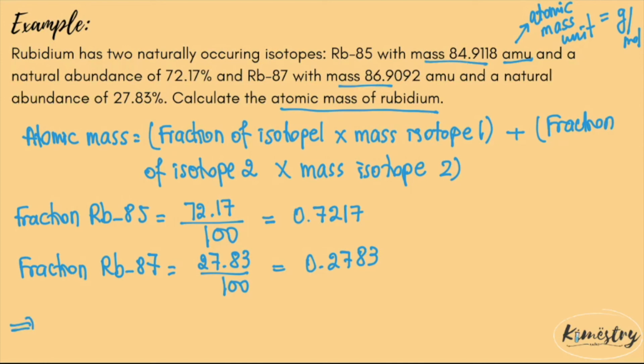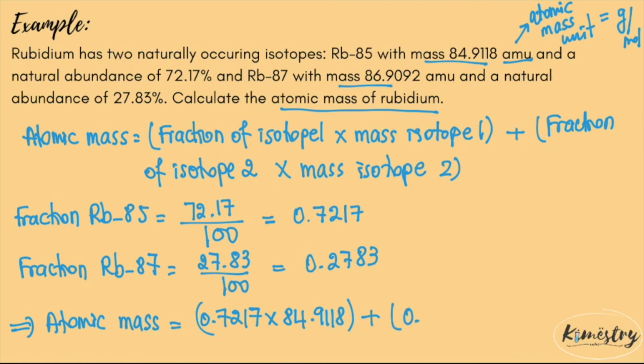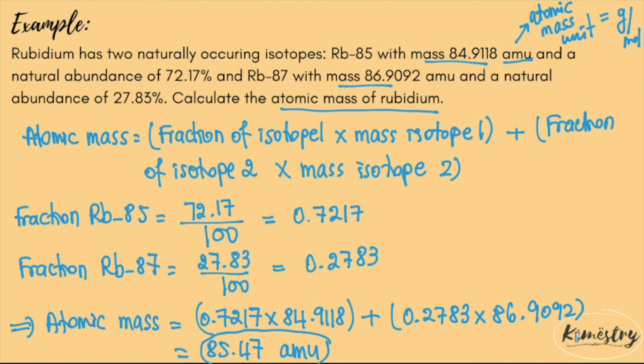So atomic mass equals 0.7217 times 84.9118 plus 0.2783 times 86.9092. And we got 85.47 AMU. So what this means is that even though we have two different isotopes, the isotope 85 is the one that we usually see in rubidium in nature.